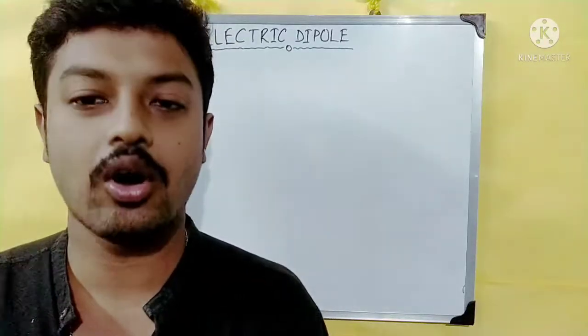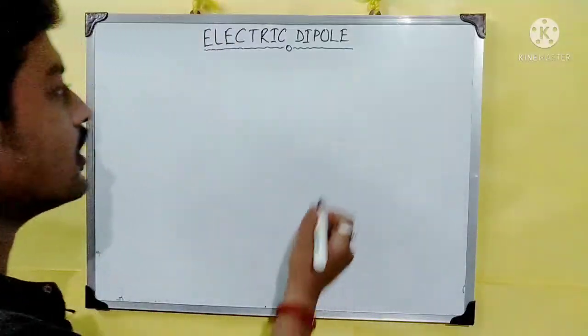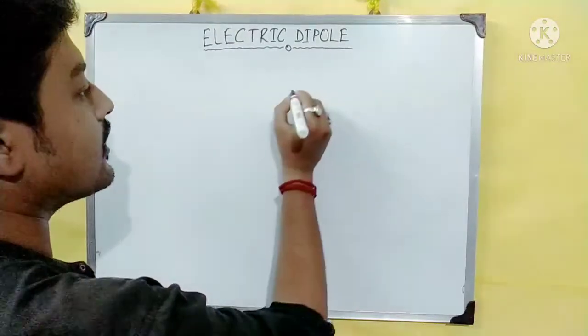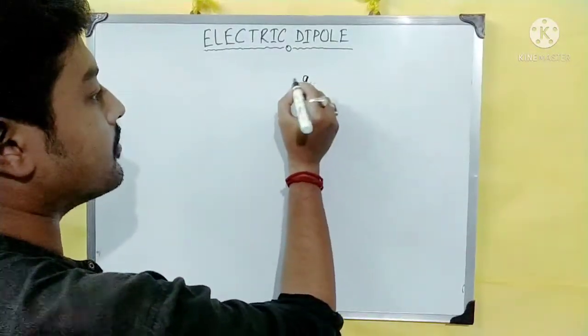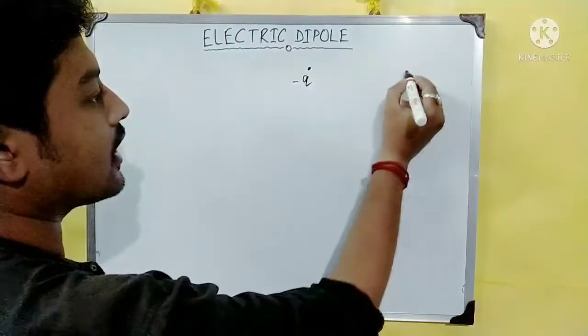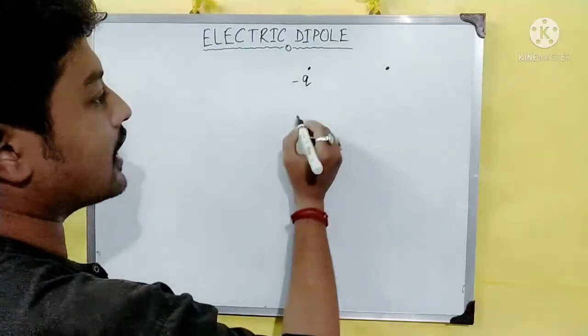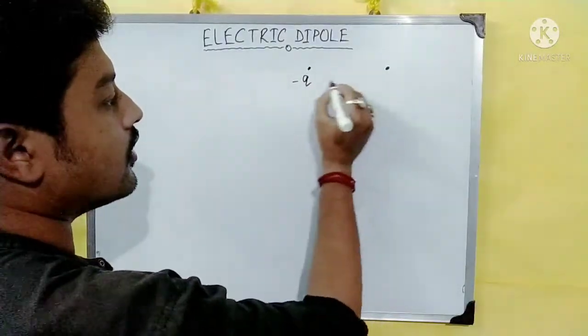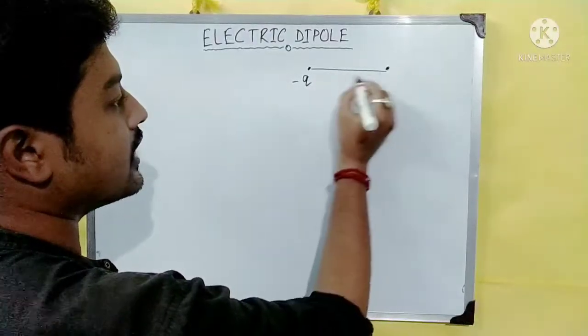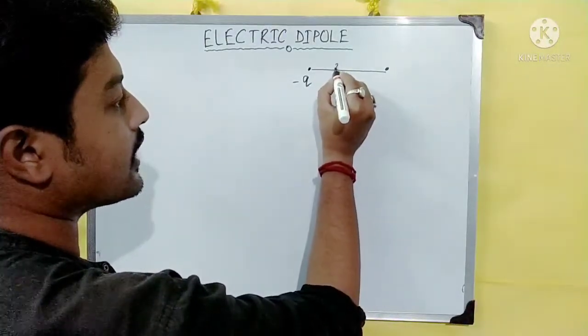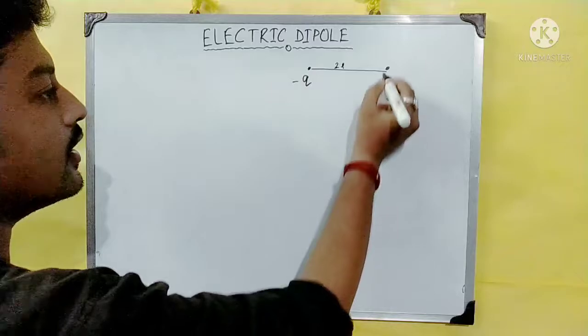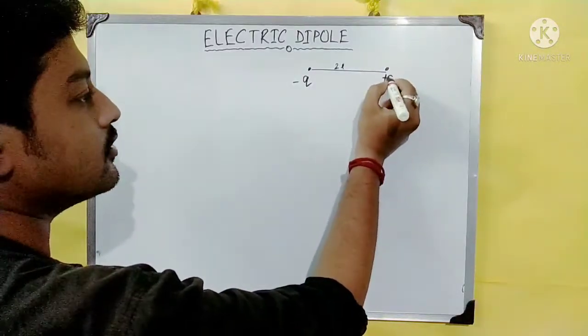Let me draw to show what an electric dipole looks like. Electric dipole will look like this: there is minus q, one charge, and another charge is placed at plus q, and the distance between them is 2l. Okay, the distance is taken as 2l and this one is plus q.